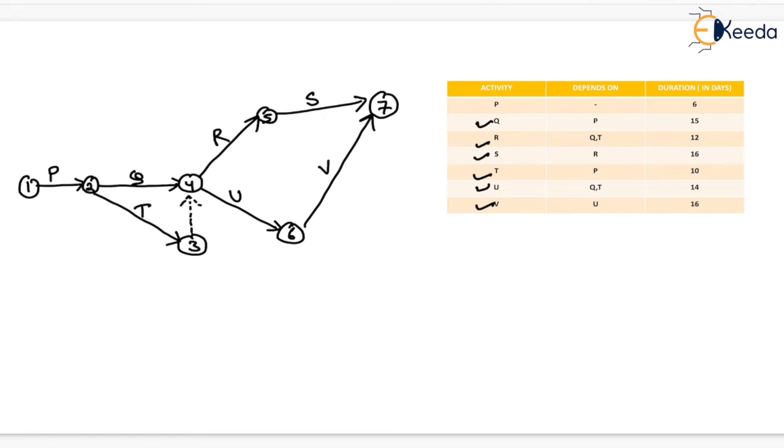Now we will mark the duration of each activity just below the activity arrow, that is 6 here, 15 here, 10 here, 14 here. Similarly for R, the time will be 12, which is shown here. For S, it will be equal to 16, which is shown here, and for V, it will be equal to 16, which is shown here.